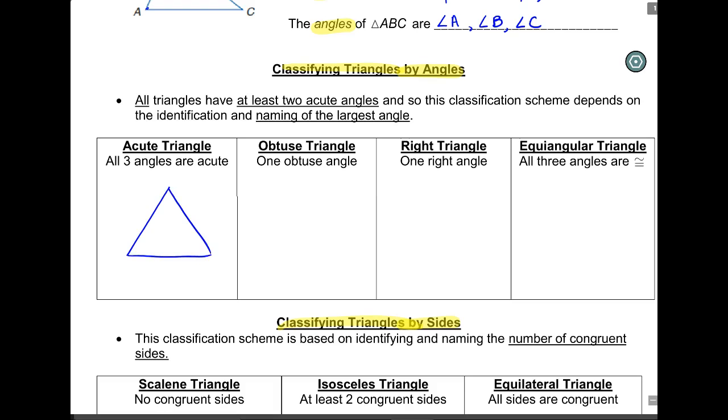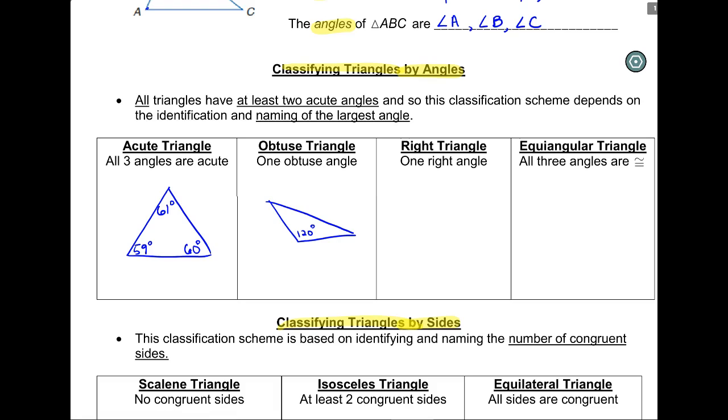So we'll just draw a little picture. You could say approximately. Maybe this is 59, maybe this is 61, and this is 60. But they're all less than 90 degrees. This is just an example. Obtuse triangle: that means two of them are acute, but that third one has to be obtuse. So maybe I have this as 120 degrees. A right triangle, again, the two are acute. The third one has to be a right angle with the little box.